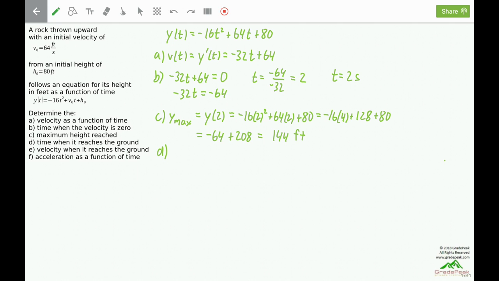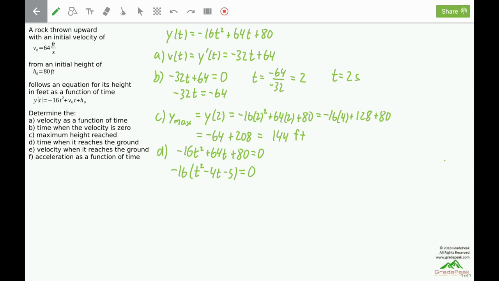For part D, we want to find the time when it reaches the ground. The ground is defined as a height of 0, so we're going to take the height function of time, y of t, and set it equal to 0. Negative 16t squared plus 64t plus 80 set equal to 0. And we want to factor this. Let's start with a common factor. There is a negative 16 that can factor out of each of the terms. That'll leave us a 1t squared, a minus 4t, and then a minus 5.